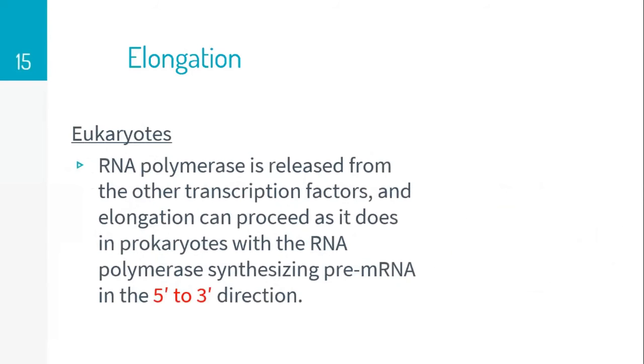All right, so we were dealing with prokaryotes before, now we're dealing with eukaryotes. The RNA polymerase is released from the other transcription factors, and elongation can proceed as it does in prokaryotes, with the polymerase synthesizing pre-RNA in the 5' to 3' direction. We're going to talk about this more. Keep this in mind: pre-RNA, pre means before. You're going to see why they call it pre-RNA.